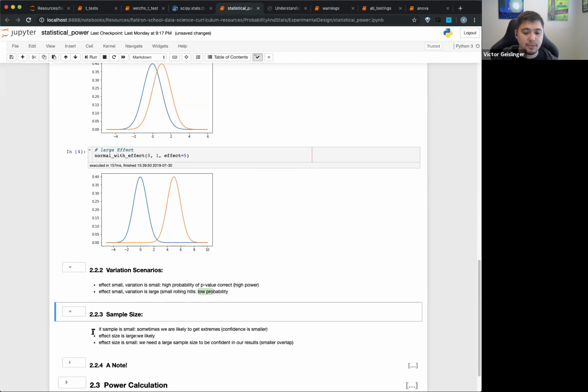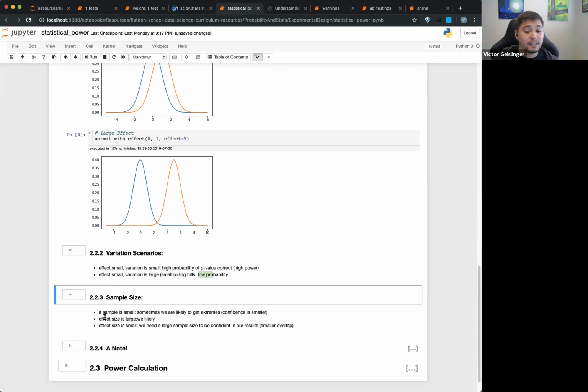And then same thing with sample size. This is kind of repeating the same stuff, just reiterating: if sample size is small, we're likely to get extreme values, so our confidence is smaller. For example, when we're pulling the sample from the population, we might get extreme values from that population, which is going to make it look like we should reject the null hypothesis when we really shouldn't, or vice versa.